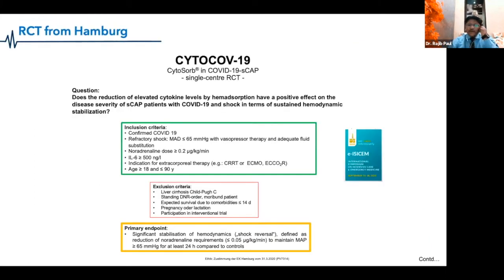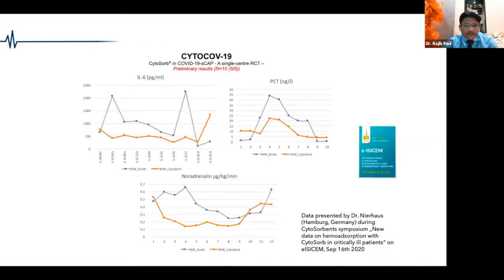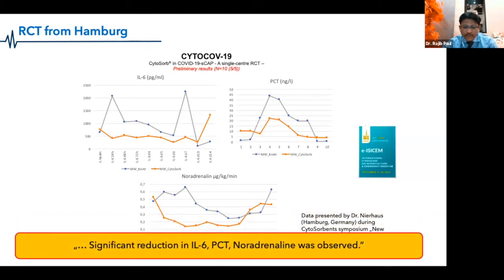So a single-center randomized controlled trial in Hamburg, Germany, published recently in ICM, included patients with confirmed COVID-19 who were in shock, requiring more than 0.2 microgram per kg per minute of vasopressor, with a documented IL-6 level of more than 500, and on any of the extracorporeal therapies, either ECMO, CRRT, or ECOR. The primary endpoint was stabilization of hemodynamics and shock reversal. They found significant reduction in the IL-6 levels, procalcitonin, and the non-renal levels in this subgroup in the RCT which they performed.